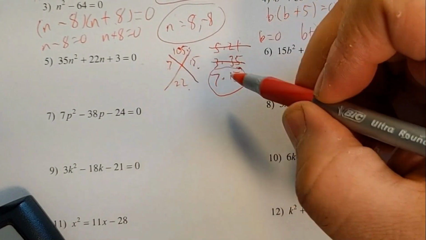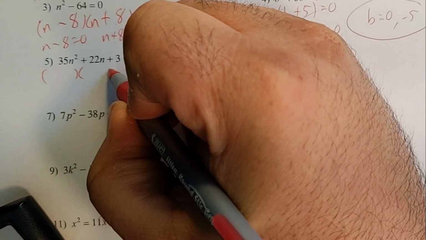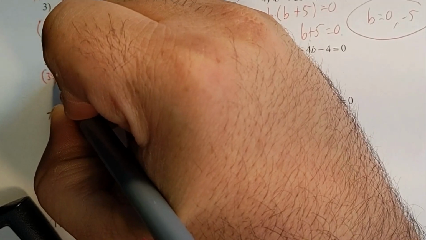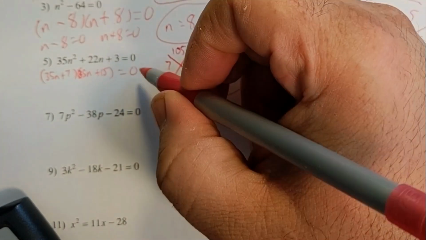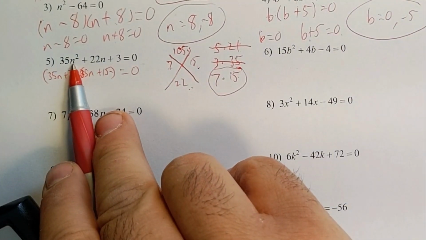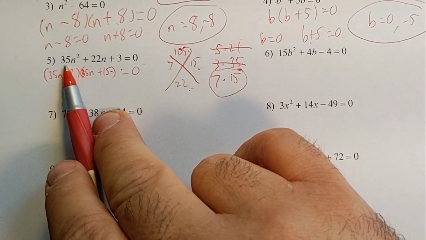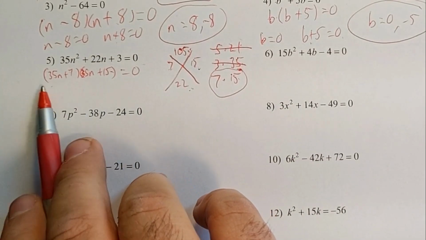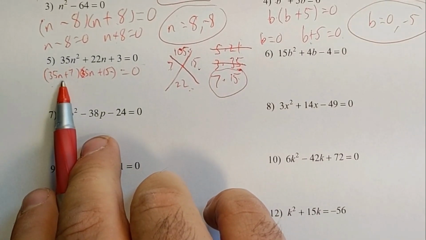Now that we know the factors of 105 that give us 22, now we're going to set up our two parentheses. We're going to put 35n in front of both of these, and then the 7 and the 15 are going to go as the second terms. And now we have an extra step, because the n wasn't by itself. We had a number in front. We had a different number besides 1 for our a value. That means that we're going to have to divide both of these by their greatest common factor. And when we get that out, we're not going to put it in the front. It's part of the process.